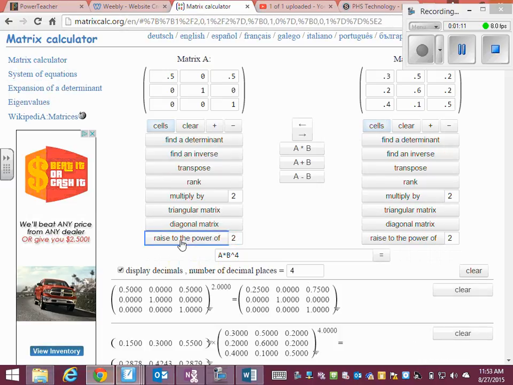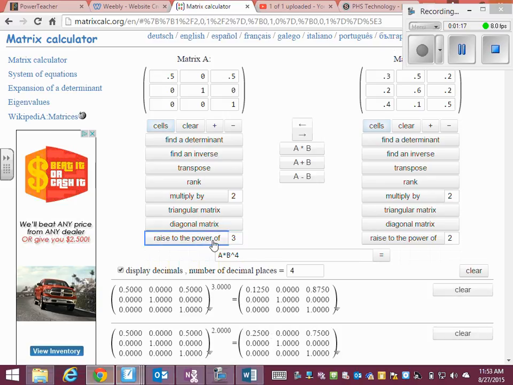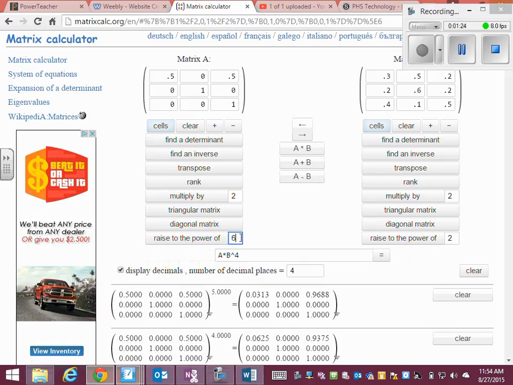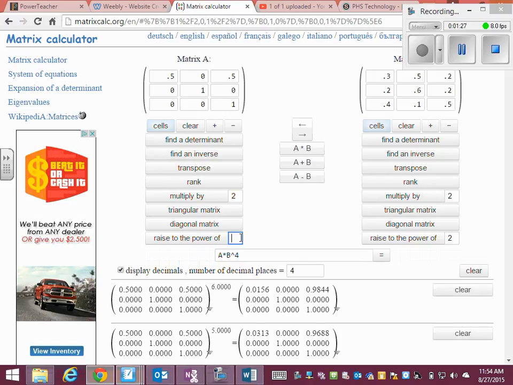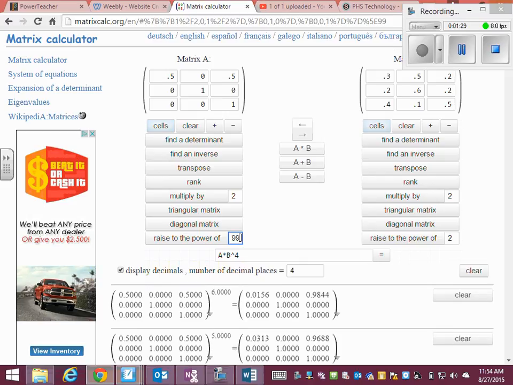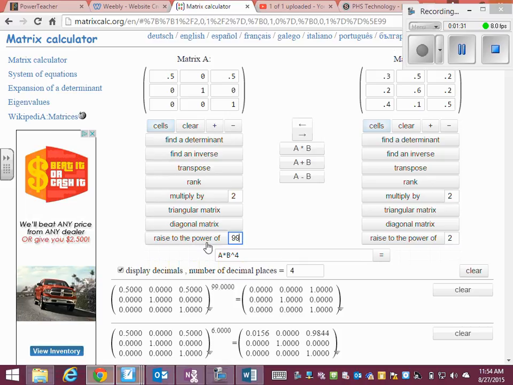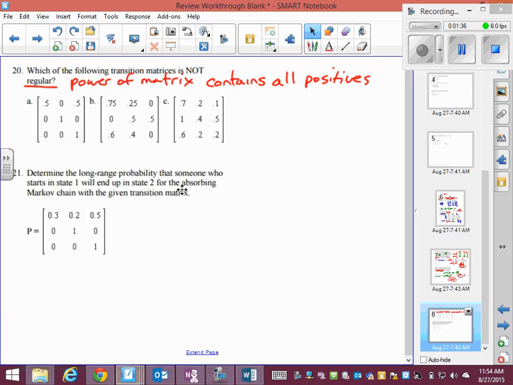I'm going to square it. I still see zeros. I'm going to cube it. I still see zeros. To the 4th, zeros. To the 5th, zeros. To the 6th. I'm just getting a strong feeling that it's always going to be zeros. I'm going to try the 99th power. It sure looks like it's always going to have zeros. That's not a rigorous proof, but that's good enough for me to know that this one is not going to be regular. So let's try the next one, 0.75, 0.25.